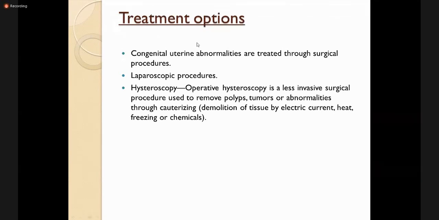Congenital uterine abnormalities are treated through surgical procedures, laparoscopic procedures, and hysteroscopy, which is a less invasive surgical procedure. It can also be used to remove polyps and tumors, and to cauterize different tissues either by heat, freezing, or chemicals.